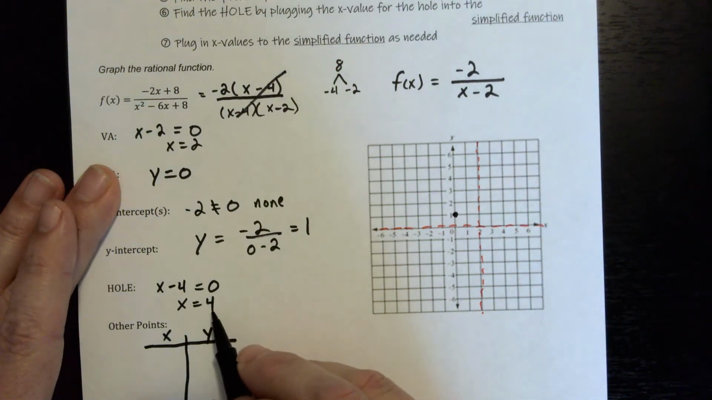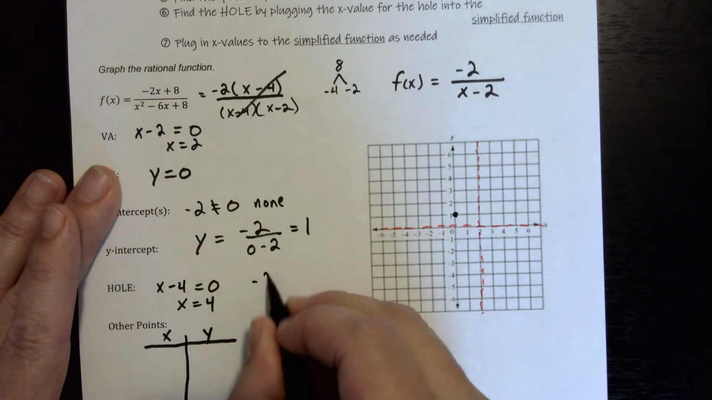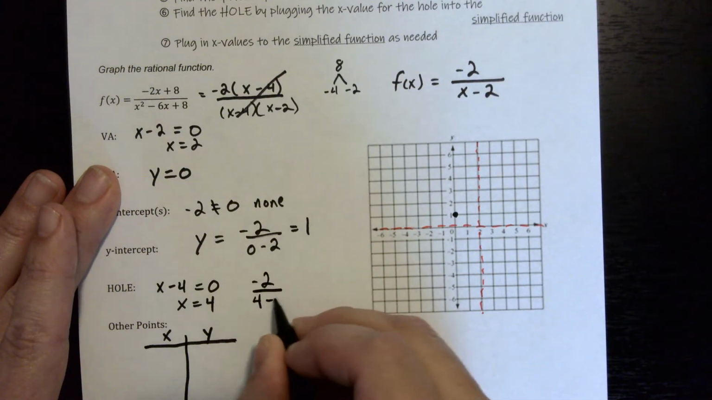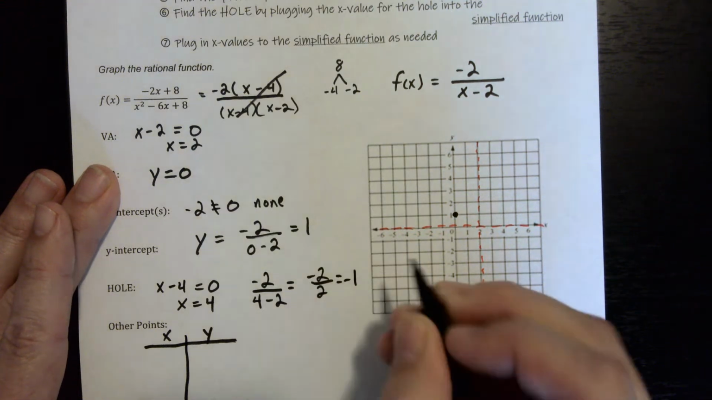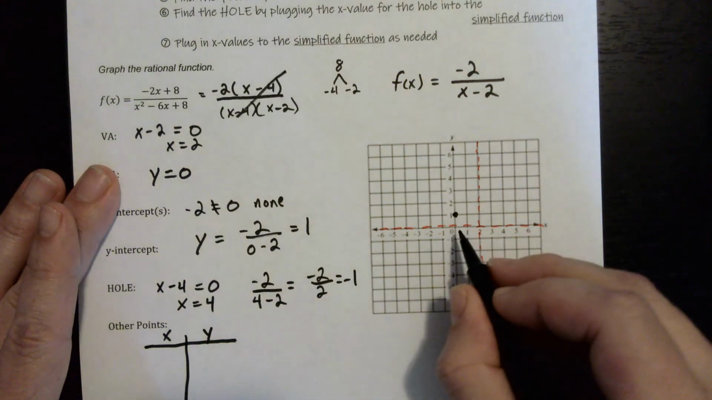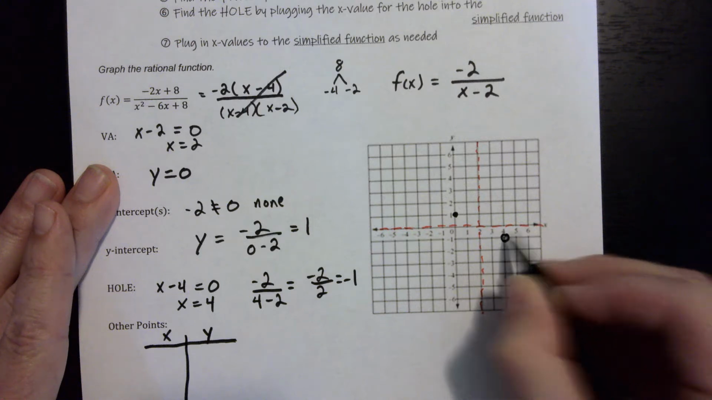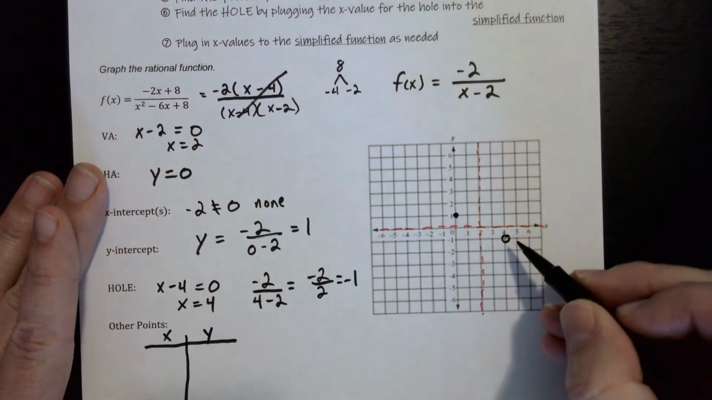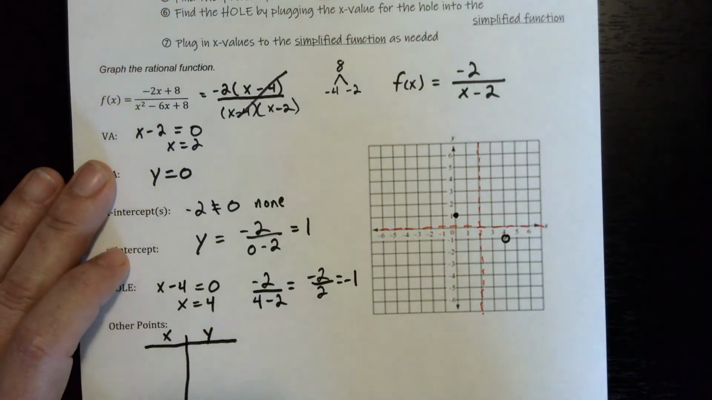first. So when I plug a 4 into this function right here, I get -2 over 4 minus 2, which is -2 over 2, which is -1. So our hole in the graph happens at 4 comma -1. So 4 comma -1 right there is a hole in the graph. You could treat it just like a point, but there's no actual value there. Okay, so that's our first one.